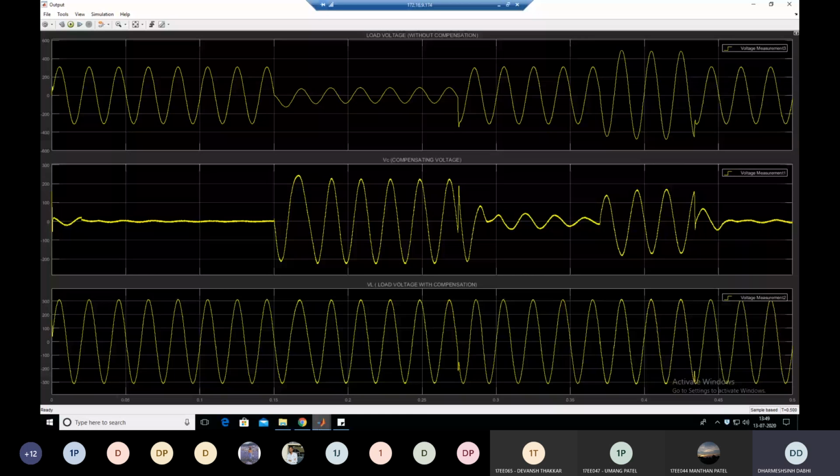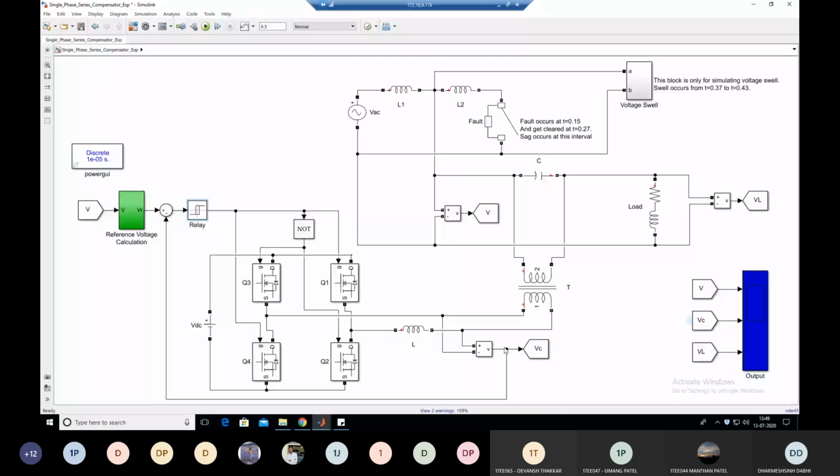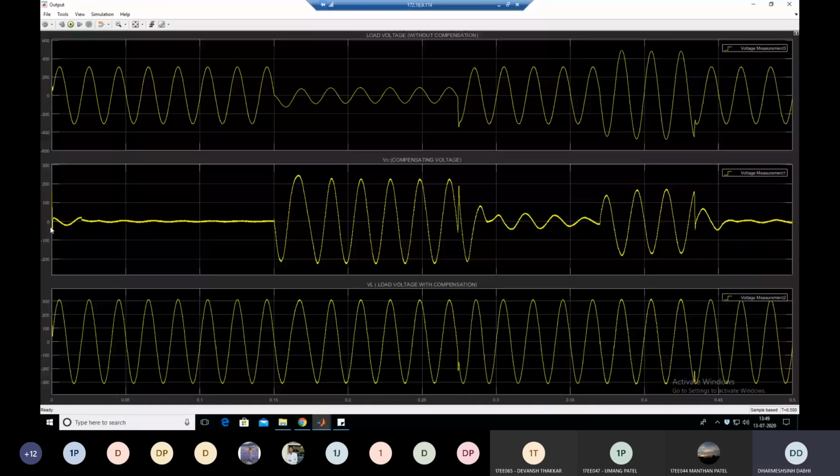Clear? So at this time you can see the compensating voltage which is generated by the DVR. It's this voltage, the output of this converter. This voltage is given in scope 2, second reference line. So between 0 to 0.15 second, it is 0. Why 0? Because your load voltage is the same as your supply voltage. So there are no power quality problems like voltage sag or voltage swell, so there is no requirement of any injection of voltage or absorption of reactive power through this DVR. Clear? So that's why the compensation provided in that duration of time is 0. It means that in this duration your DVR is in off condition. Clear?